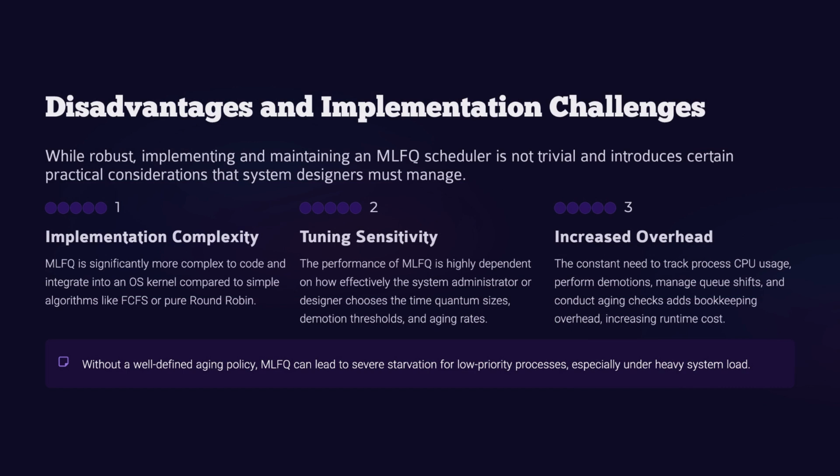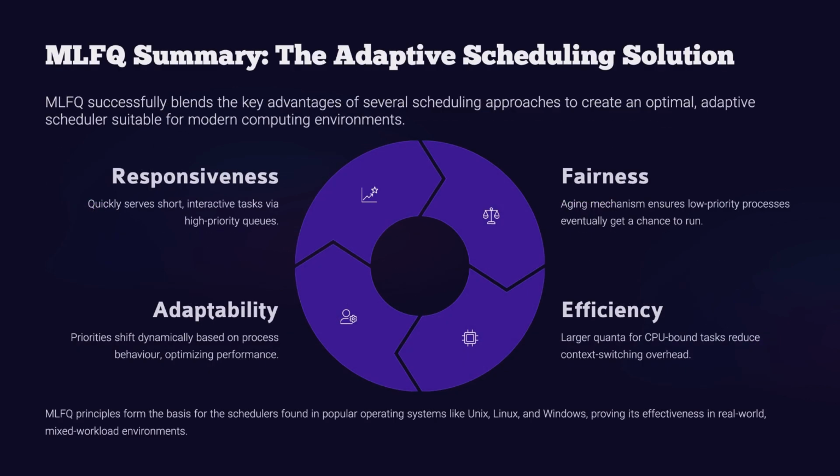In the next slide, the disadvantages and implementation challenges. So, MLFQ has some challenges. It's complex to implement due to multiple queues and priority rules. Performance depends on the proper tuning of time quanta and aging parameters. It adds overhead because the system must constantly monitor and adjust processes. Without careful aging policies, low priority processes can still starve under heavy load.